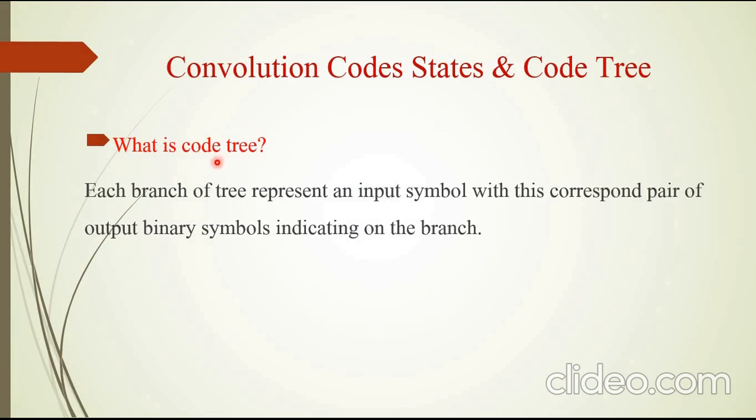So what is a code tree? Each branch of the tree represents an input symbol, with the corresponding pair of output binary symbols indicated on the branch. This is the code tree. Let us see one example so it will be more clear. Let us give the input 1 1 0.